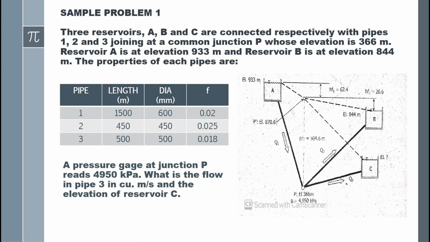Sample problem 1. Three reservoirs A, B, and C are connected respectively with pipes 1, 2, and 3 joining at a common junction P whose elevation is 366 meters. Reservoir A is at elevation 933 meters and reservoir B is at elevation 844 meters. The properties of each pipe are shown in the table. A pressure gauge at junction P reads 4,950 kPa. What is the flow in pipe 3 in cubic meters per second and the elevation of reservoir C?